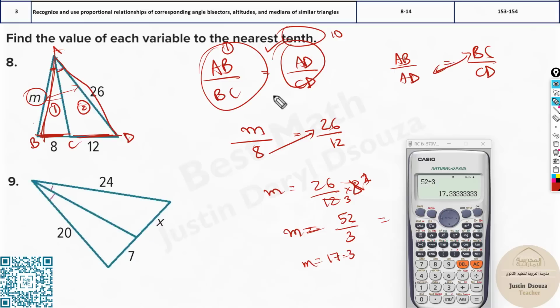Now for the next one, you can use the same formula. I'll directly write the answer here. It'll be 20 divided by 7. That is equal to, you can write it as A, B, C, and D. And then that will be equal to 24 by X. Now X to the other side.